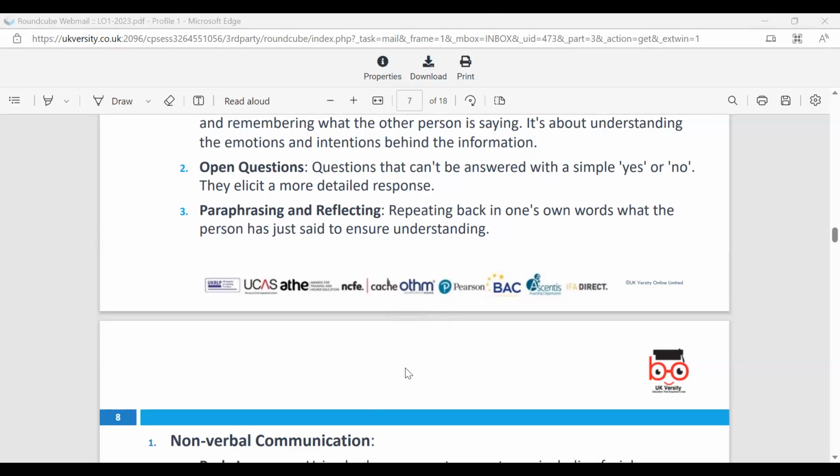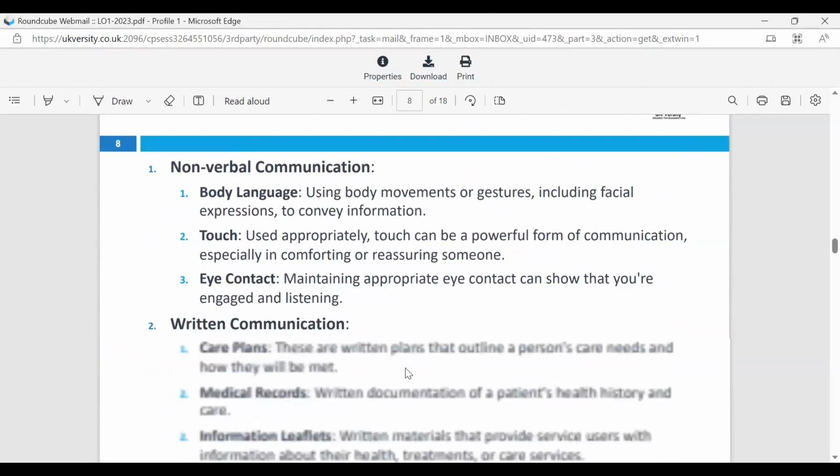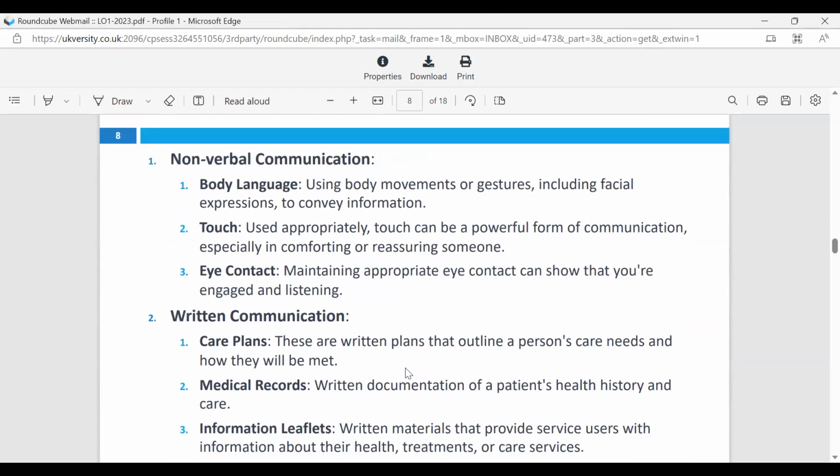Then, when we've looked at verbal communication, we've got non-verbal communication. Non-verbal communication or body language is the use of gestures, tone of voice, expressions, body posture, and so on to send a message. So we've got firstly body language. Body language is using body movements or gestures, including facial expressions, to convey information. Why do you think body language is so essential in communication?